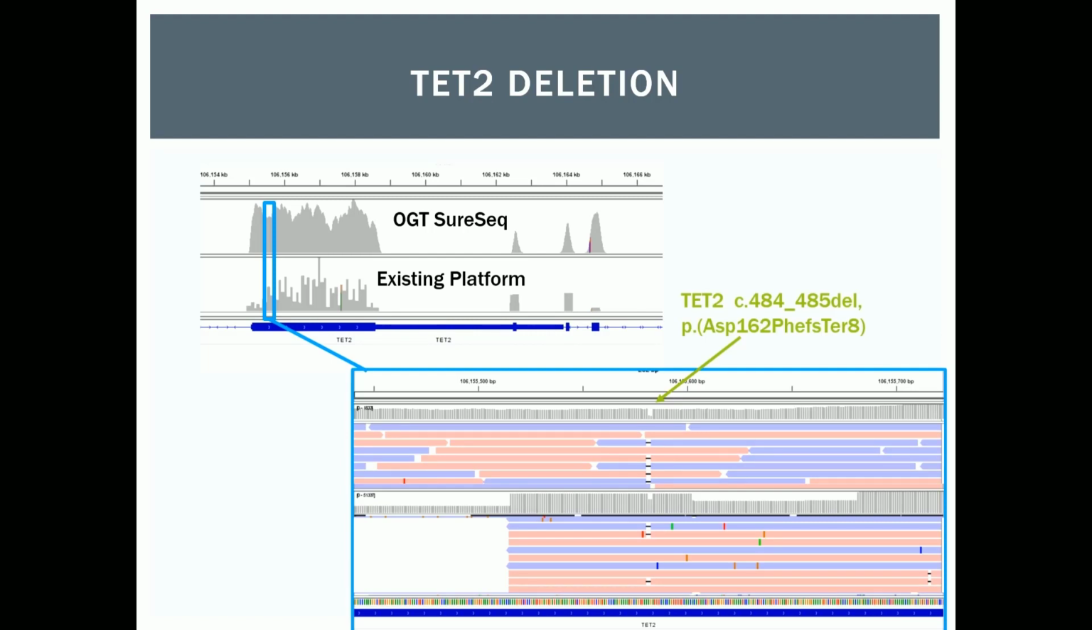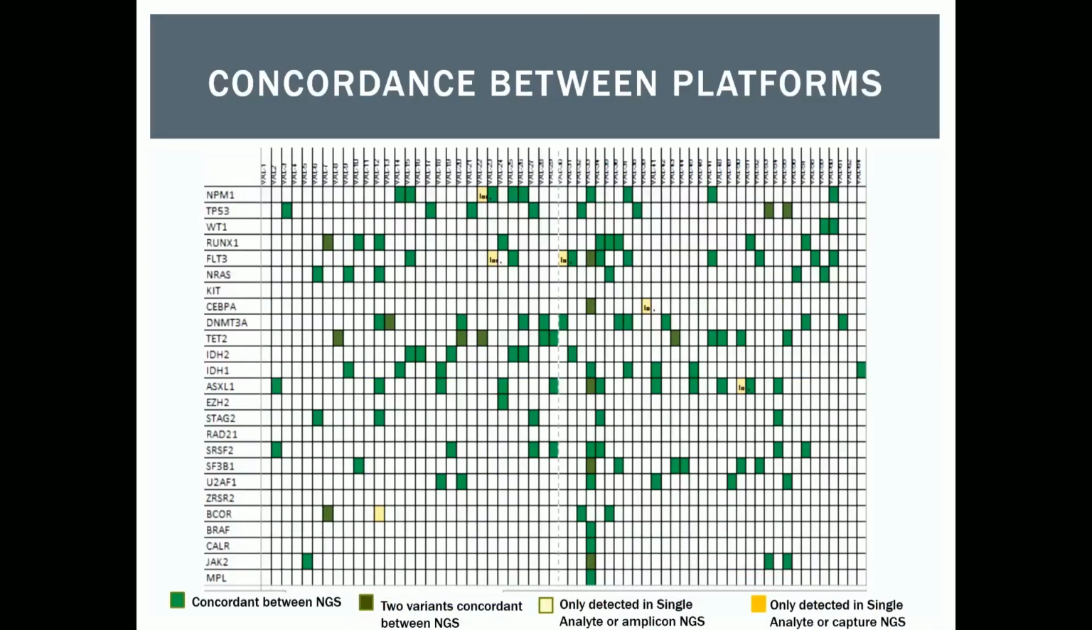Zooming in on this bottom image, we can see a dip in the coverage for both technologies right here and here at nucleotides 484 to 485. This corresponds to a 2 base pair deletion in the sample that was present at a variant allele frequency of approximately 40%.